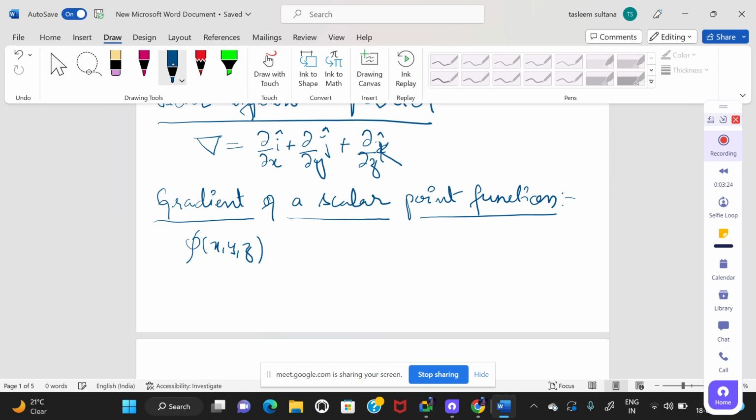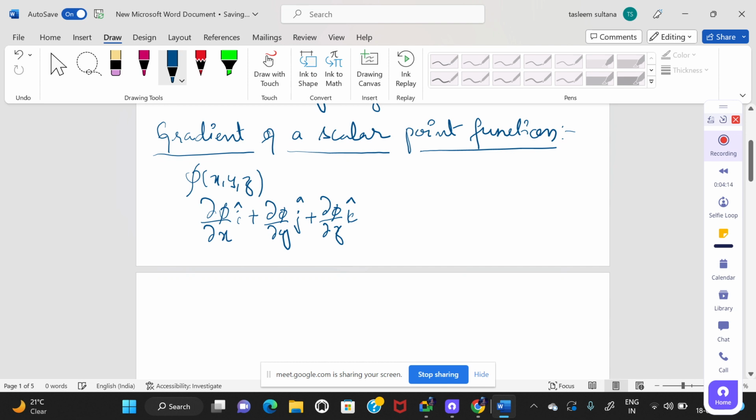Then the function dou phi by dou x into i vector plus dou phi by dou y into j vector plus dou phi by dou z into k vector is known as the gradient of phi and denoted by gradient phi or nabla phi.